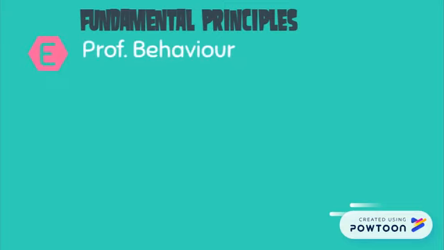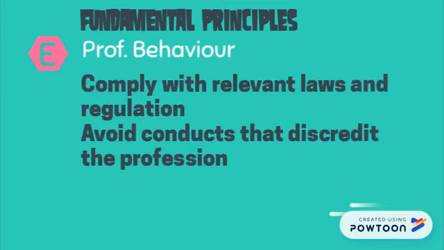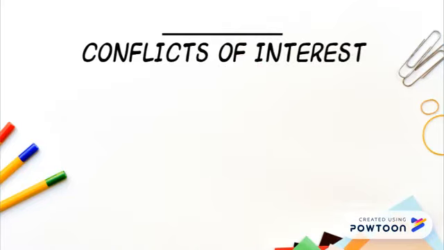The last one is professional behavior. Accountants should comply with relevant laws and regulations and avoid any conduct that discredits the profession. These principles have given us a direction on what an auditor should do and should not do. So, when there is conflict of interest, how should an auditor react?